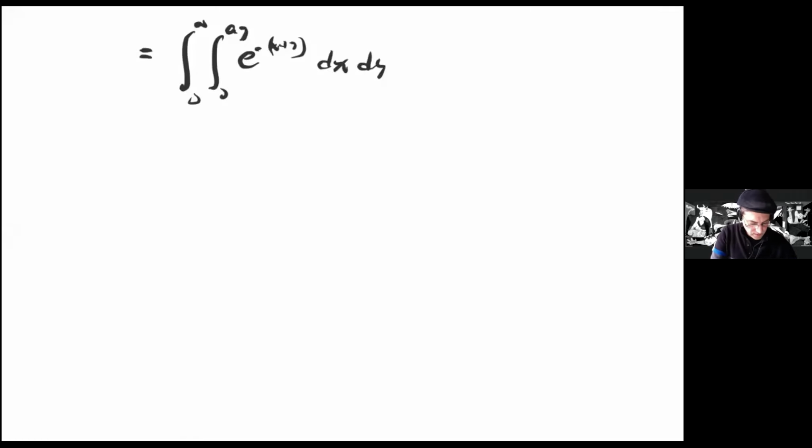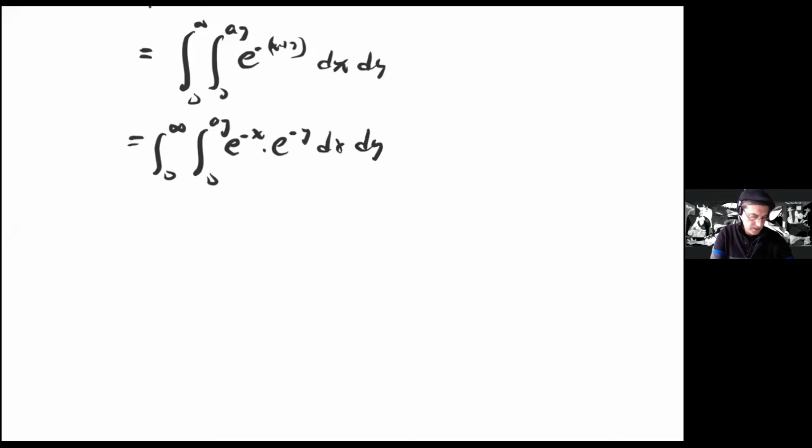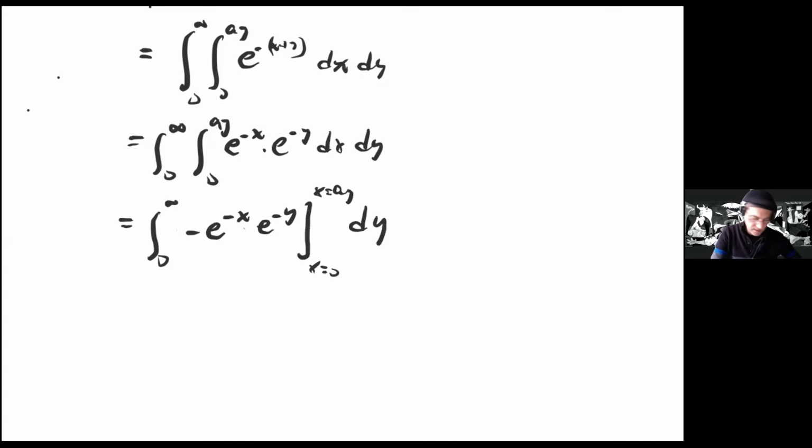Okay, so this is our integral, and this is the same thing as the integral from 0 to infinity, 0 to a y, e to the minus x times e to the minus y dx dy. Okay, so that's what we have to integrate. If we do the first integral with respect to x, we get minus e to the minus x times e to the minus y, where x is being evaluated from x equals 0 to x equals ay. Then we have to integrate that result over the y variable.